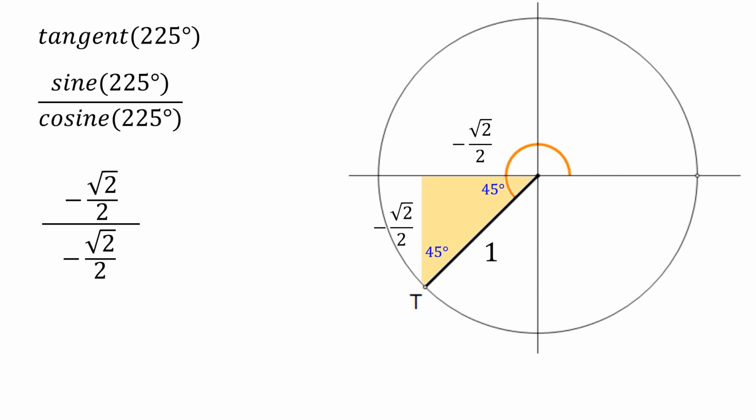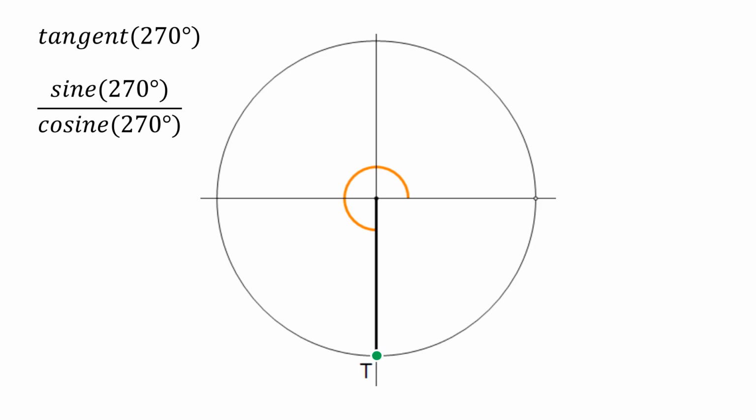I could do a division problem here, but remember, there's not much need because a negative divided by a negative is a positive, and anything divided by itself is 1. And that is the answer for the tangent here.